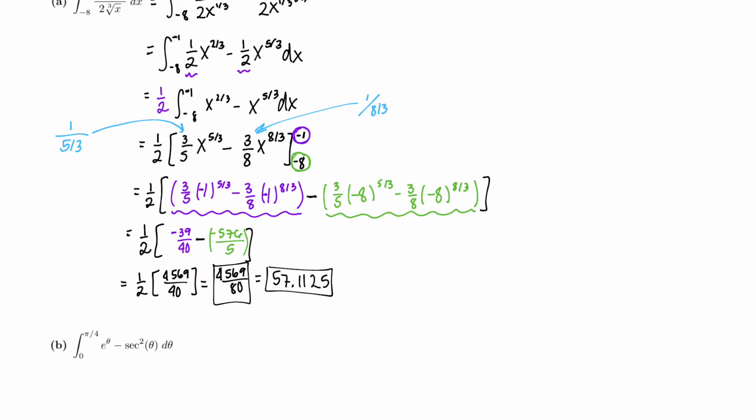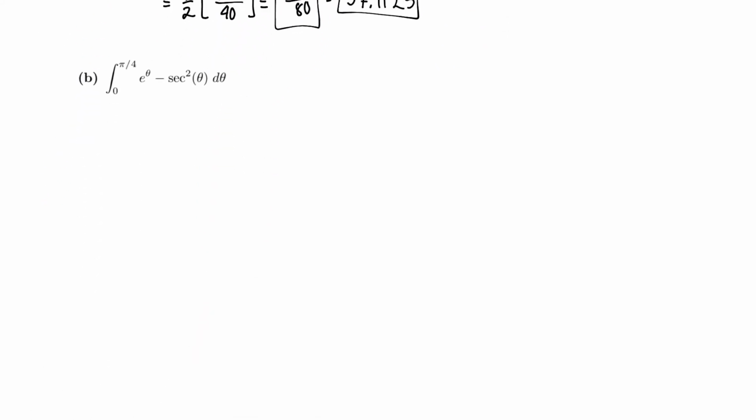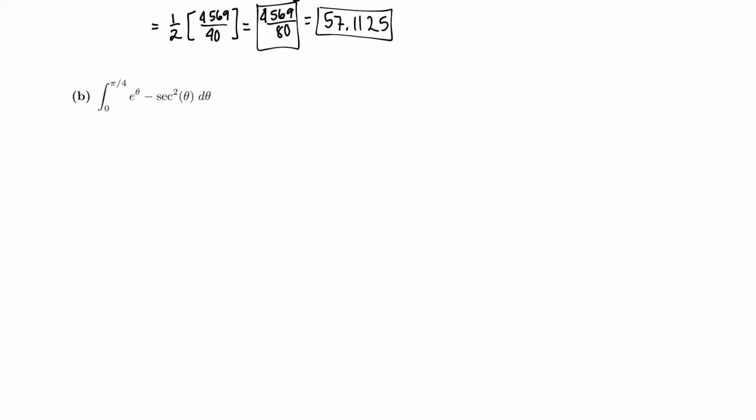Okay. So let's go look at this next example. So we can go ahead and integrate right away with this guy. So the antiderivative, the integral of e to the theta is just e to the theta. And then for secant squared, if you think of, oh, and somebody asked a question.